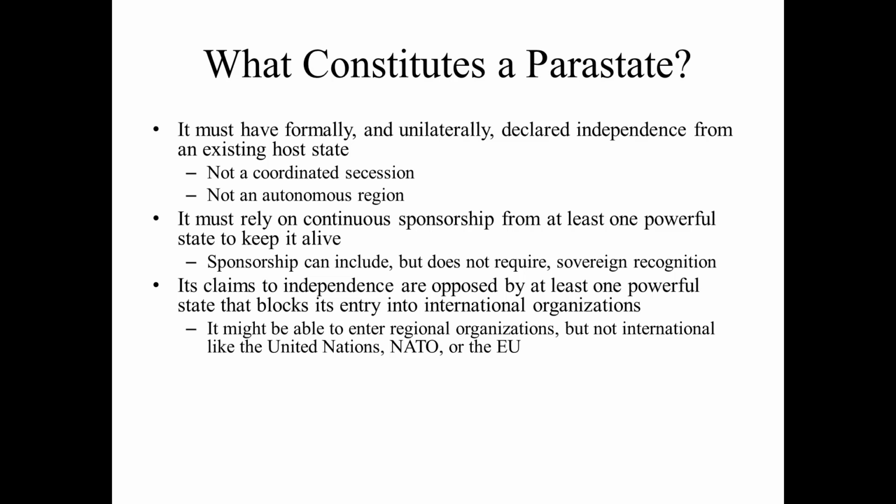Palestine has over 130 international recognitions, including Russia. But the United States, in the Security Council, along with Israel, opposes it and therefore prevents it from becoming a member in the UN. China opposes Taiwan, right? The United States opposes Abkhazia. So a parastate has to have one big brother friend, but it also has to have one big enemy, preventing the parastate from entering major international organizations like the UN, NATO, or the EU.